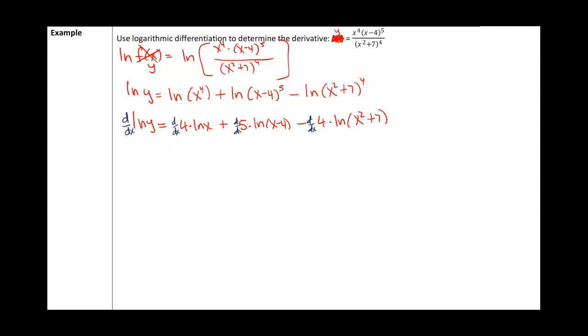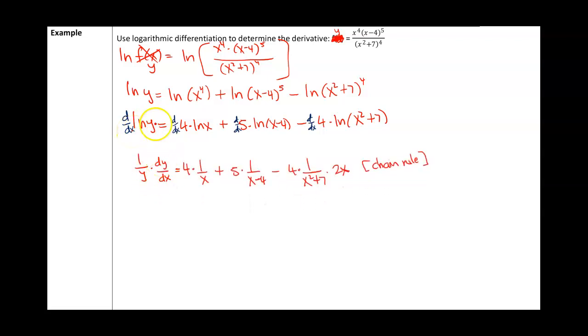Now if I take the derivative of all these terms, the derivative of ln y with respect to x is going to be 1 over y, but then we have that dy dx because we have a y term with an x input. Here we have 4 times 1 over x. Here we have 5 times 1 over x minus 4. If you multiply by the derivative of this, it's just going to be 1, so we don't have to write anything. And then you have 4 times 1 over x squared plus 7 times 2x, because the derivative of x squared is going to be 2x.